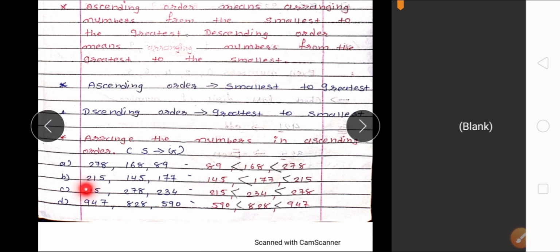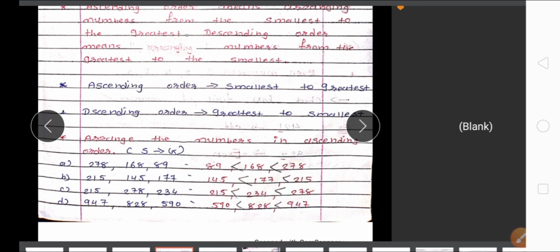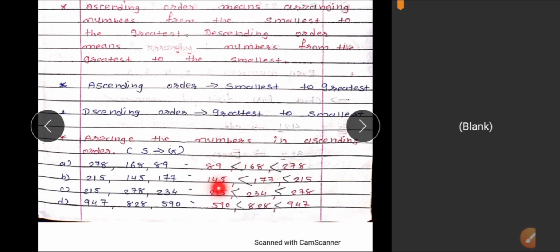Now 215 and 177. In 177, 1 is in the hundreds place. In 215, 2 is in the hundreds place. So 215 is biggest. Now remaining is 177. So you have to write 145 less than 177 less than 215. Now like this you have to do other examples.